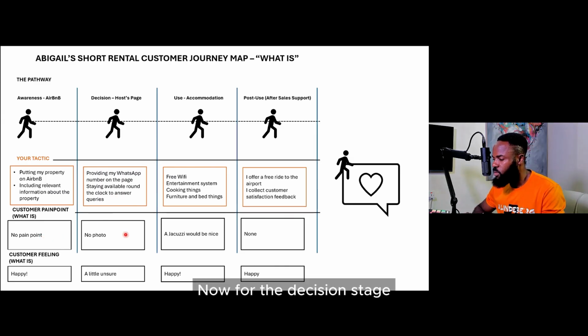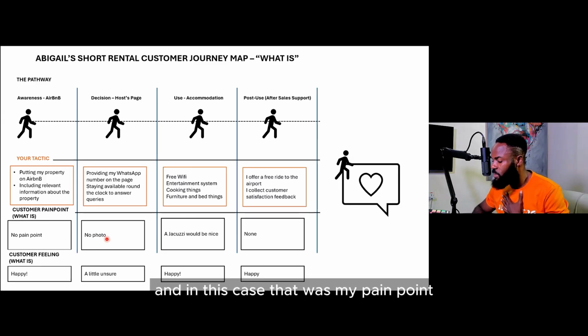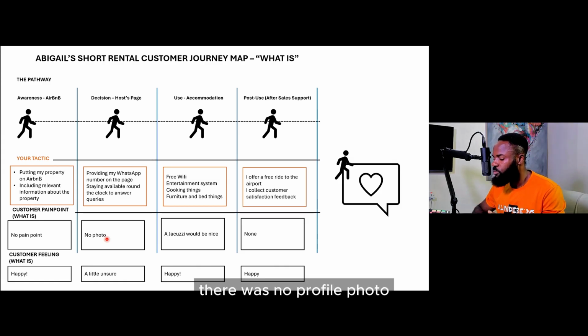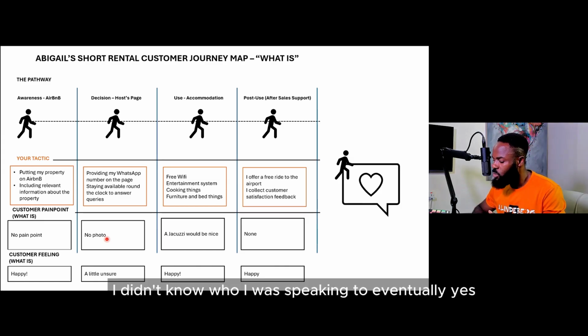Now, for the decision stage, where information about the host is, where the person gets to see you, the profile picture, chat you up and things along those lines. The pain point of the customer, and in this case, that was my pain point, there was no profile photo. I didn't know who I was speaking to. Eventually, yes, she explained why, and it made some sense. And eventually, I decided to use the service, right? But this is the pain point of the customer.